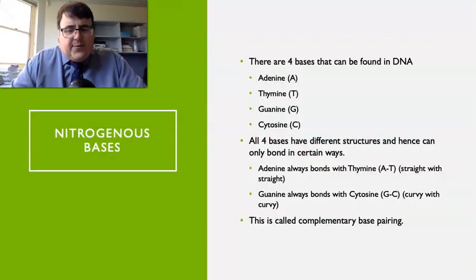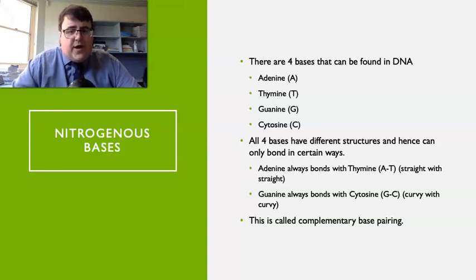There are 4 bases, like we talked about before: adenine, thymine, guanine, and cytosine. There is actually a 5th base called uracil. We'll talk about that a little bit later, though, and that's not actually found in DNA, so that's why we're not talking about it now. They have slightly different structures, and hence they'll only bond in certain ways.